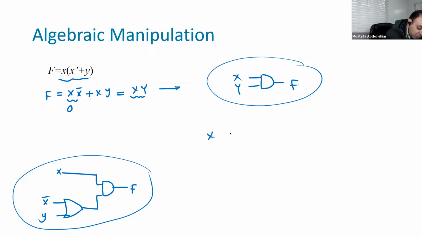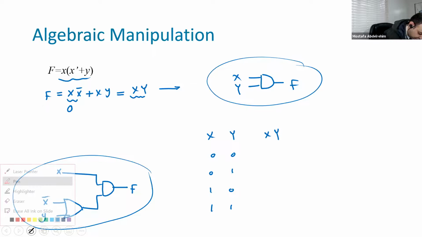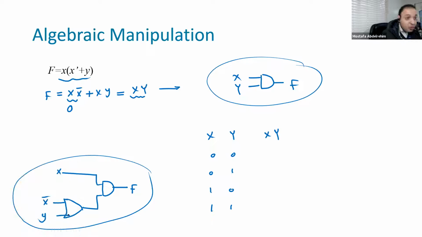What you need to do is to have x and y: 0, 0, 0, 1, 1, 0, 1, 1. Then you have x and y. Let's do it with another color, like for example, red. Let's go for magenta. 0 and 0 is 0, 0 and 1 is 0, 1 and 0 is 0, and 1 and 1 is 1. Good. So we get this.